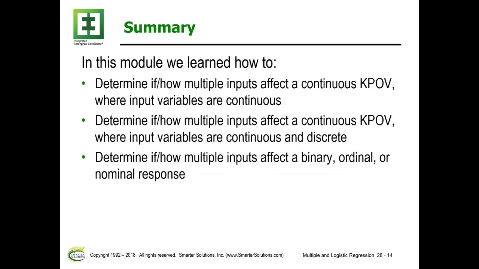So in summary, we talked about how to determine if multiple inputs affect a continuous output response where the input variables are continuous. We talked about how to determine how multiple inputs affect a continuous response where the input variables are continuous and discrete. And then we talked about how to determine how multiple inputs affect a binary, ordinal, or nominal logistic response.